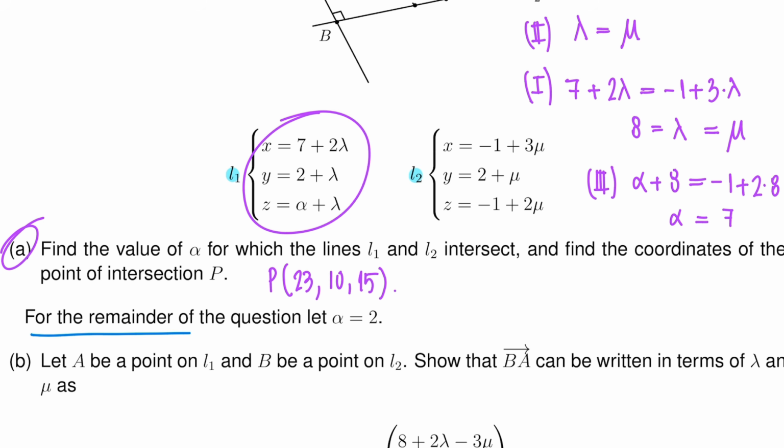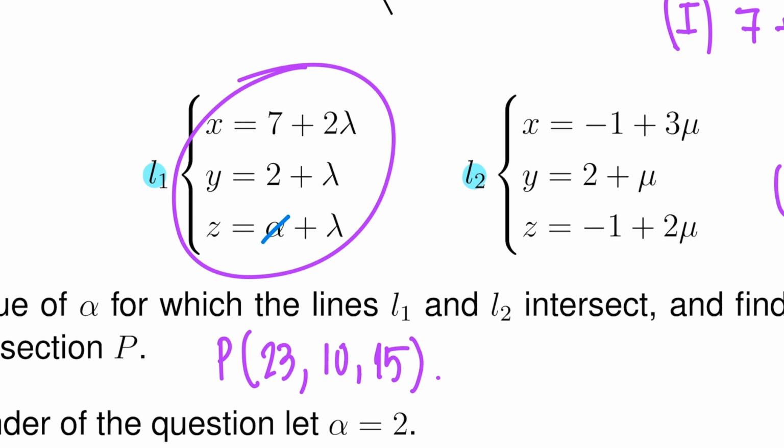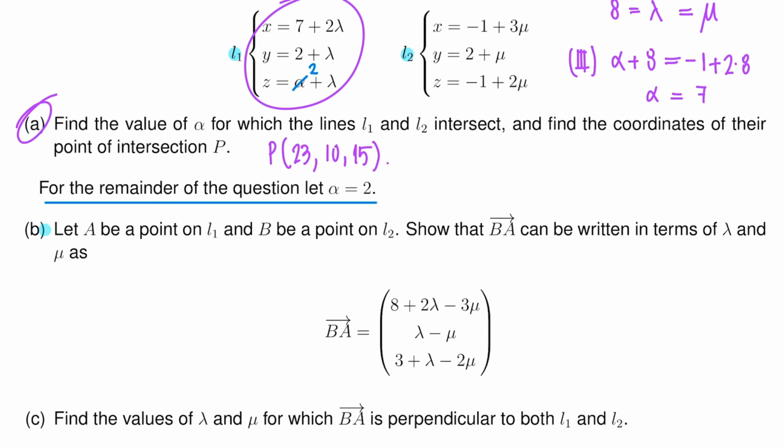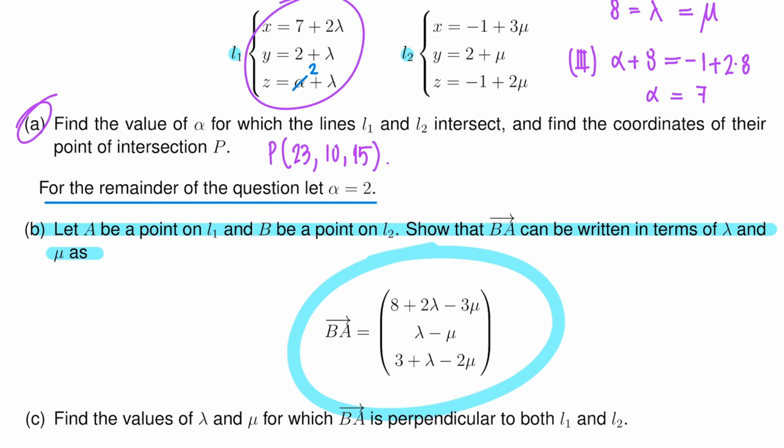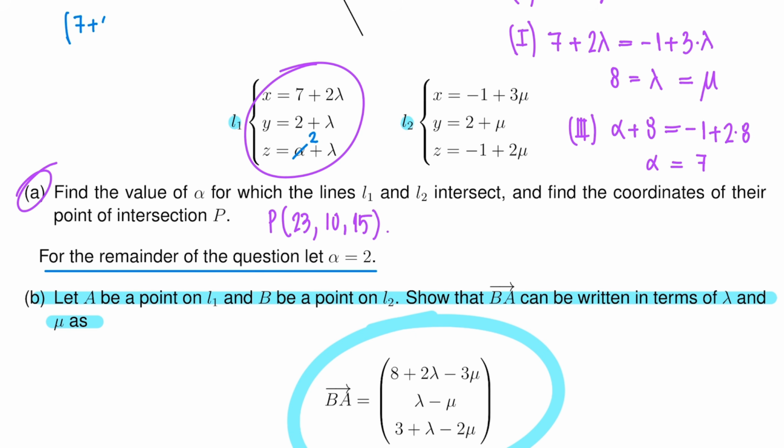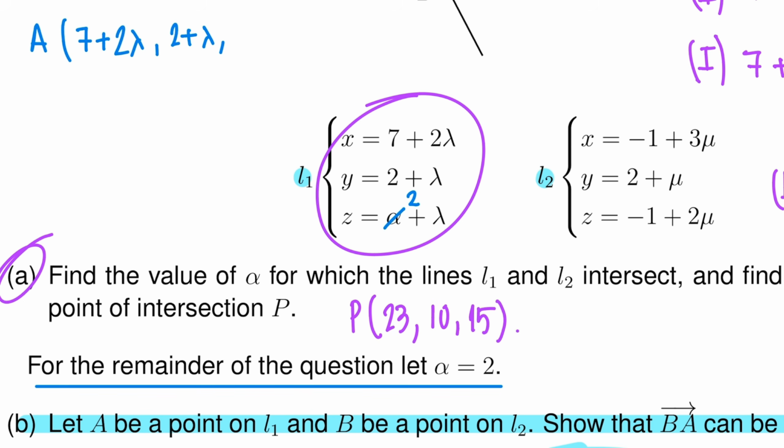For the remainder of the question, we're going to consider alpha to be equal to 2, which is exactly what's stated over here. So let me go back to the equation L1 and substitute this by 2. Let A be a point in L1 and B be a point in L2. Show that the vector BA can be written in terms of lambda and mu as such. Now, where did he take this from? Any point that belongs to line L1 will have the following recipe. This is the general form of the point. It's going to be 7 plus 2 lambda. And by the way, this is point A, which is the point that the line L1 crosses. The y-coordinate is 2 plus lambda, and the z-coordinate will be 2 plus lambda as well.